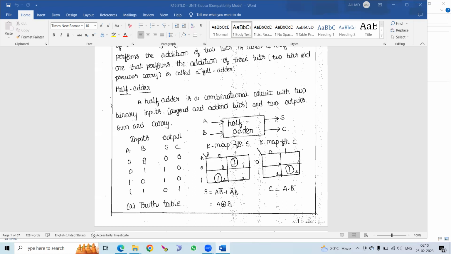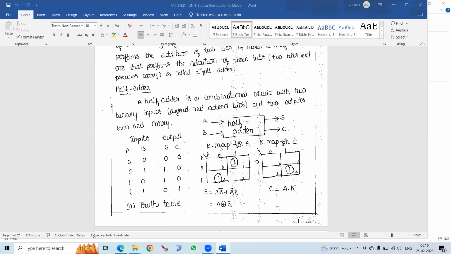Adding up the two binary bits 0 and 0, sum is equal to 0, carry is equal to 0. Adding the two input bits 0 and 1, sum is equal to 1, carry is equal to 0. Again, addition of 1 and 0, sum will be 1, carry becomes 0. Addition of 1 and 1, sum is equal to 0, carry is equal to 1. So here is the truth table for a half adder.